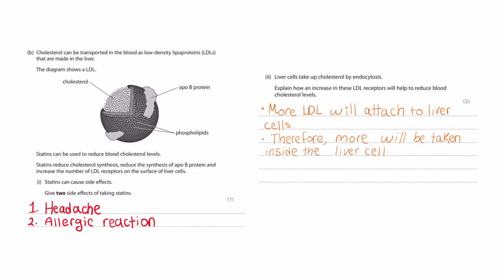Question II. Liver cells take up cholesterol by endocytosis. Explain how an increase in these LDL receptors will help to reduce blood cholesterol levels. Well, more LDL will attach to liver cells. Therefore, more will be taken inside the liver cells by endocytosis.